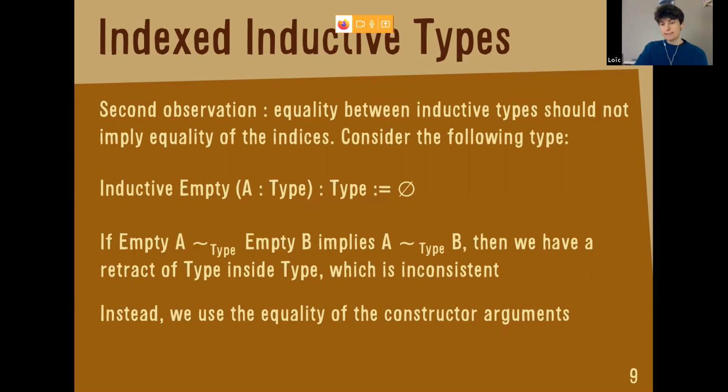So instead, we will use a different strategy, which is that the equality between two matching inductive types will imply the equality of all the arguments of the constructors. So in the case of the empty inductive type, it will be vacuously true.